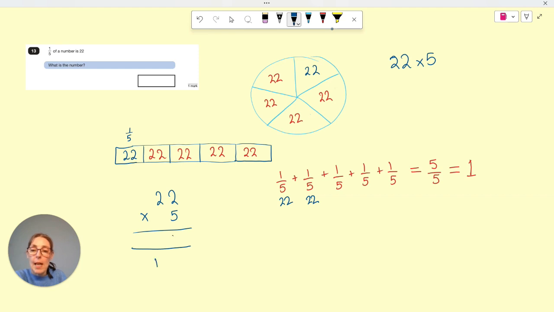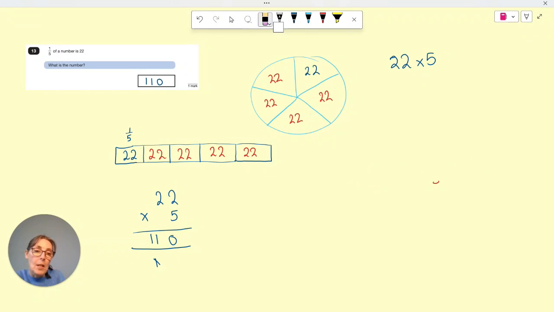5 times 2 is 10. 5 times 2 is 10, add 1 is 11. So I think the answer is 110. Now, how could we check if we wanted to make sure we were right? I'm just going to rub this out and use this space. If I write here 5 multiplied by 22 is equal to 110.